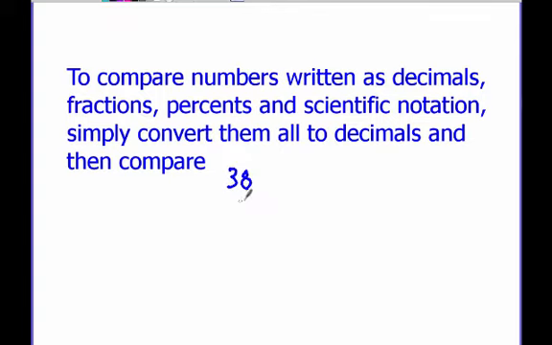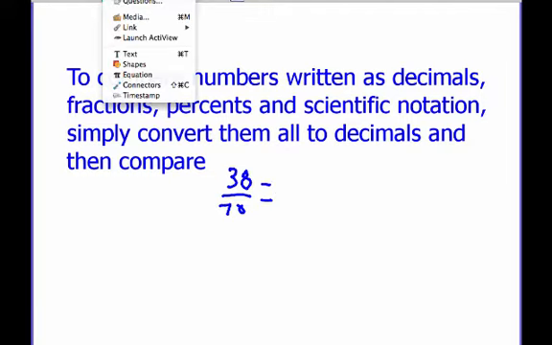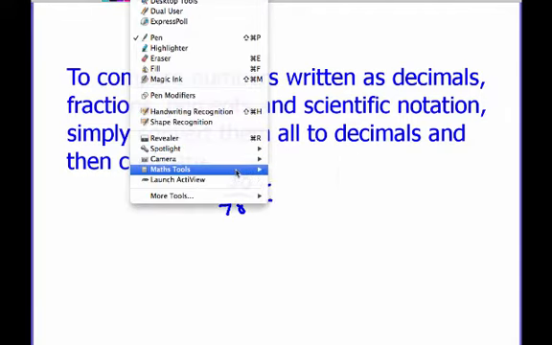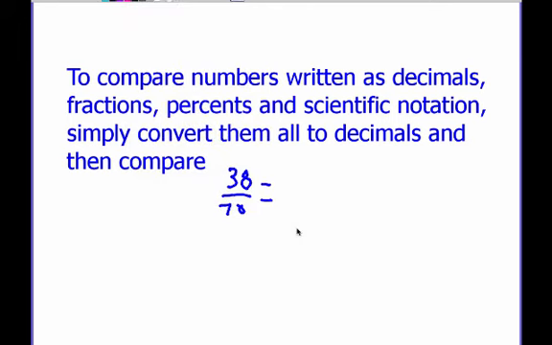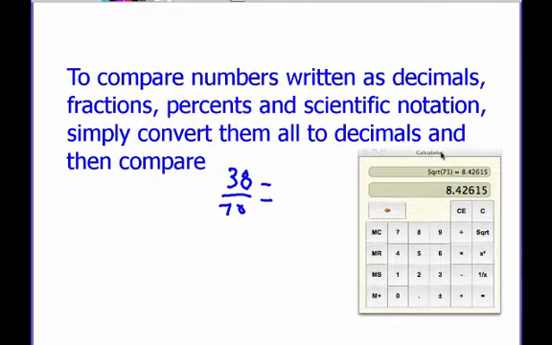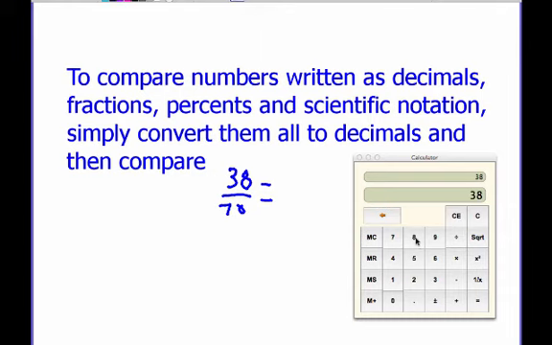For example, if we have 38 over 70, and I want to know what that is as a decimal, I can take my calculator, and 38 divided by 70 is just 0.54, we'll say we'll round it to 3.